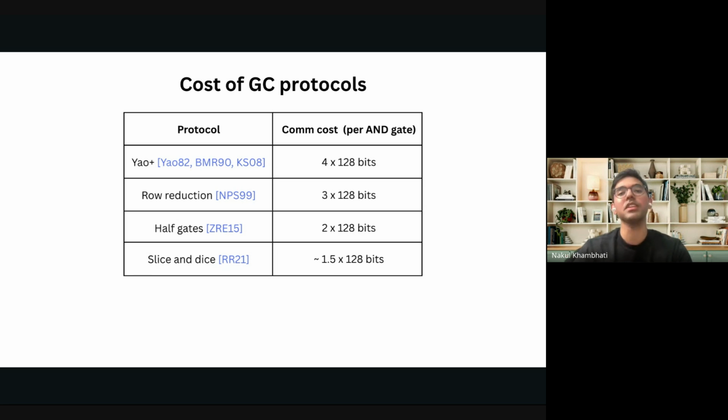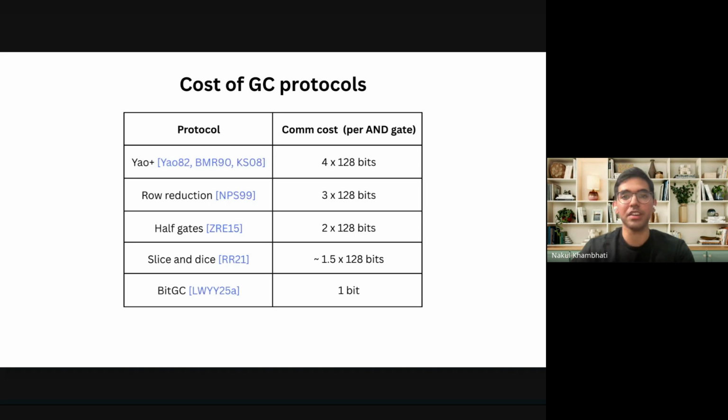Over the years, this has been improved with really clever tricks. This has been reduced to 3 ciphertexts, then 2, and then even 1.5. But for security reasons, each of these ciphertexts is still set to 128 bits. So this is still about 200 bits of communication per AND gate.